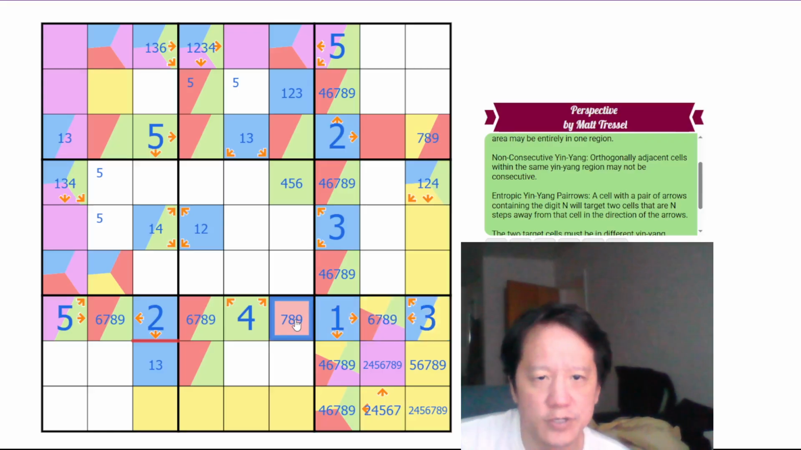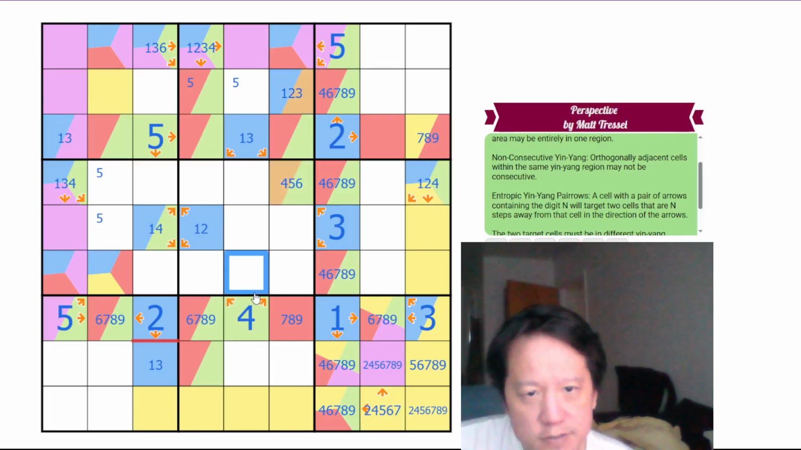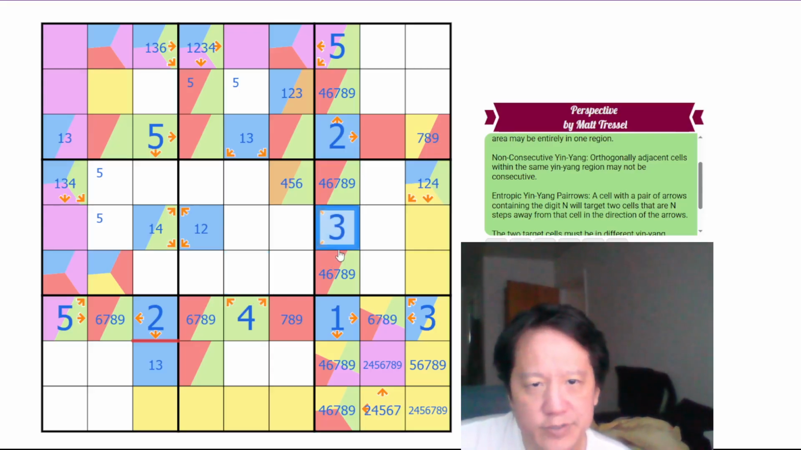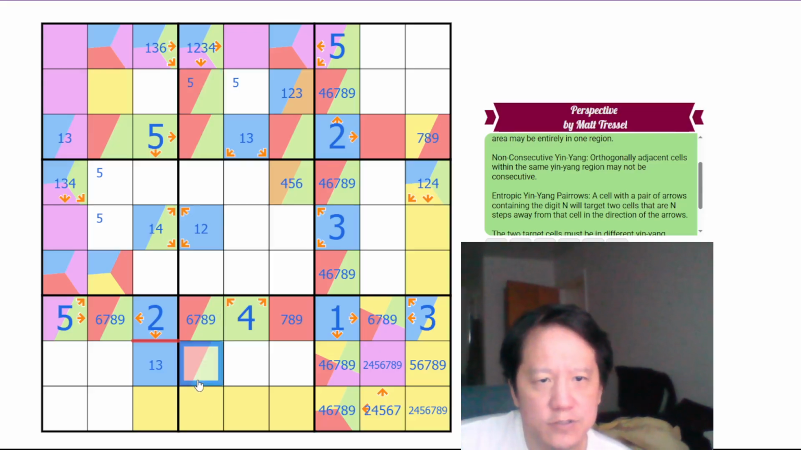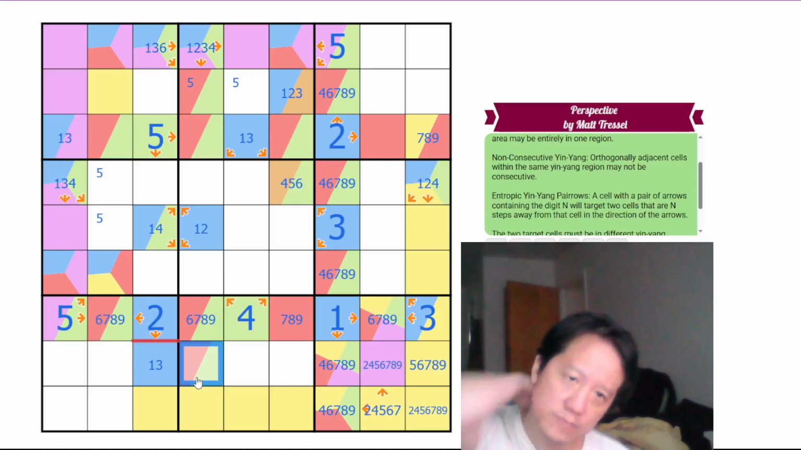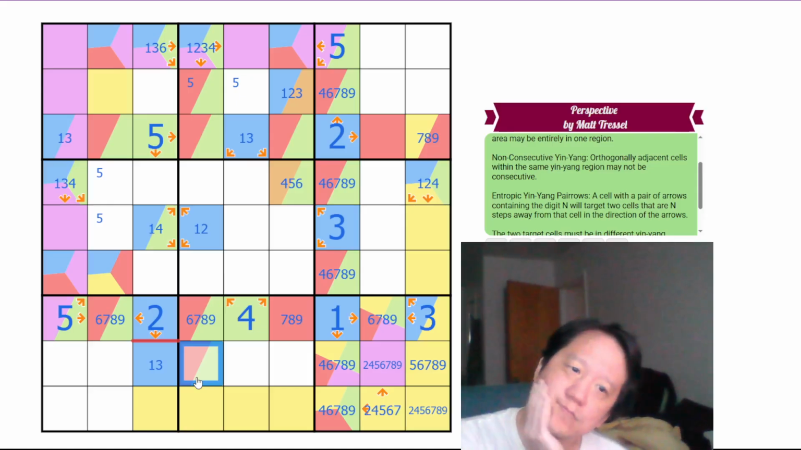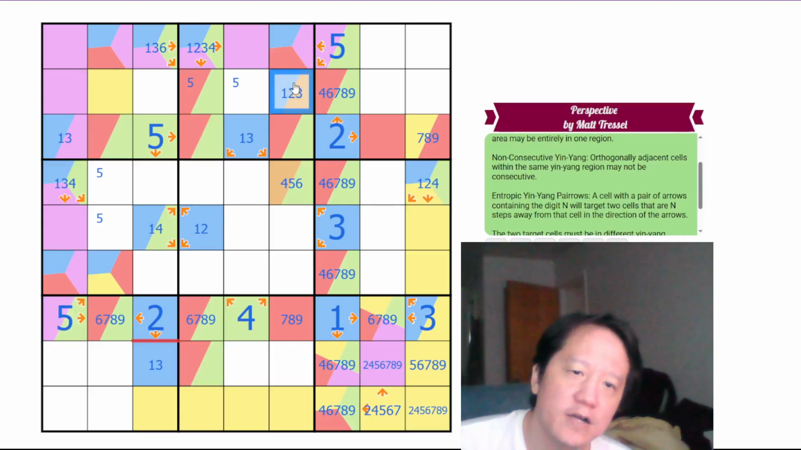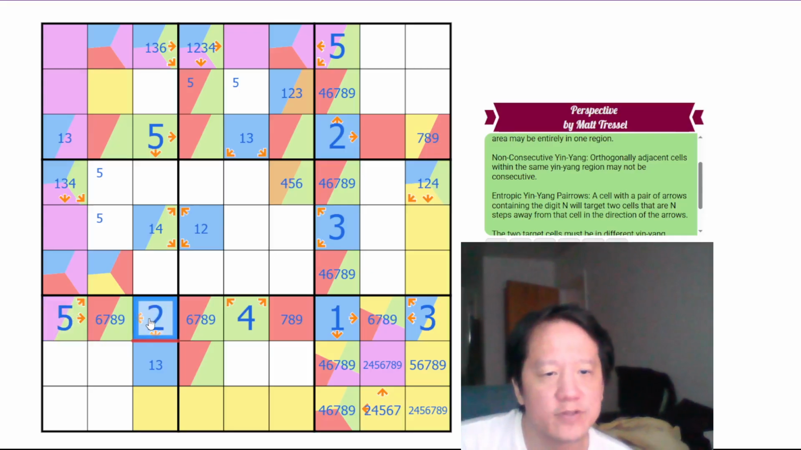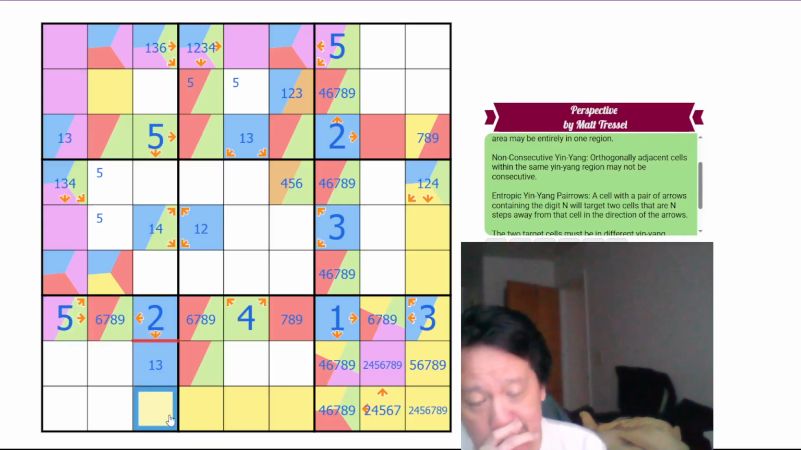This is 3. So these are different regions, and these are different regions, so these must be the same region. So we know those are both orange. Doesn't help us too much, but 4, we have different regions. 1 different regions. 3 different regions. 5 different regions, but we don't have anything else. These are different regions, so that's done.